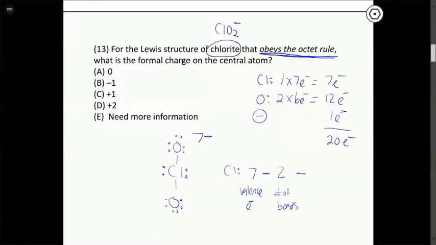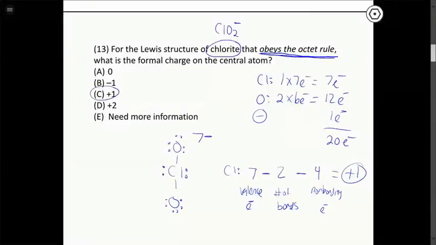And then we subtract the number of non-bonding electrons. So this has 1, 2, 3, 4 electrons around the central atom as non-bonding electrons. So we have to subtract 4 from that. This is non-bonding. And so we get a +1 formal charge on this chlorine. All right, so that's going to be choice C.